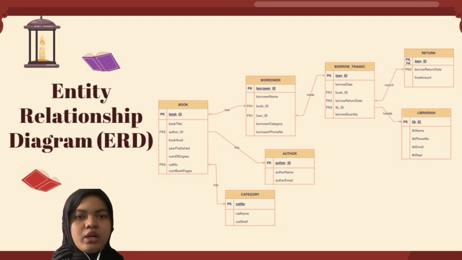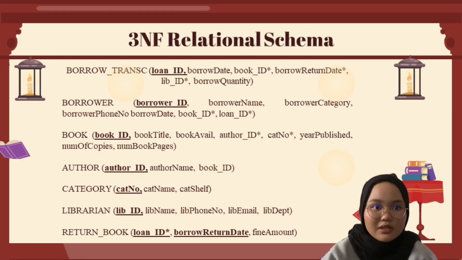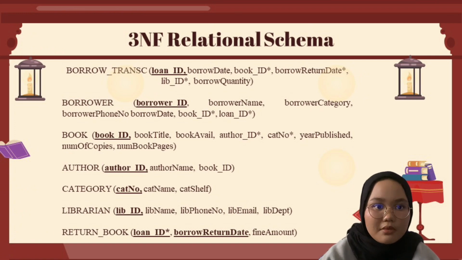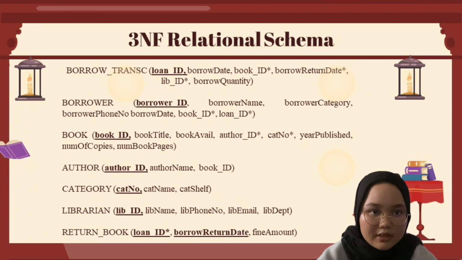After the business rules, we have our ERD. For our ERD, we have 7 tables. Here is our relational schema. First, we have borrow transaction. The primary key is loan ID. Next, we have borrower. The primary key is borrower ID. Third, we have book. The primary key is book ID. Fourth, we have author, and the primary key is author ID. Fifth, we have category, and the primary key is category number. Sixth, we have librarian, and the primary key is librarian ID. And lastly, we have written book. The primary key is loan ID and borrow written date.